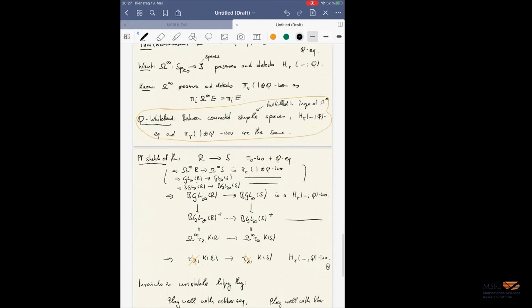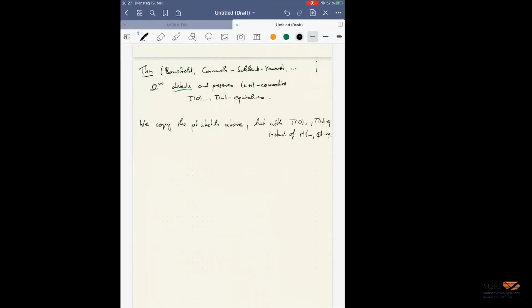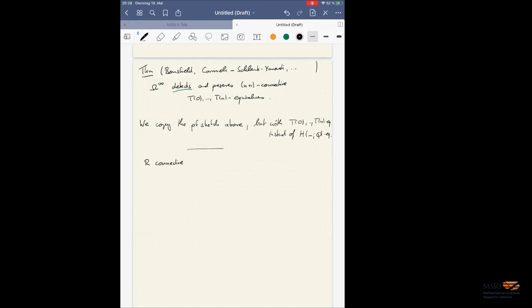So maybe I write something. This might be easier. So if R is connective. So let me think one moment before I say something wrong. So we have a fiber square.